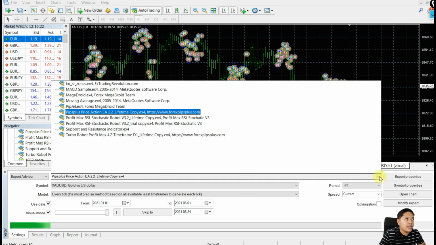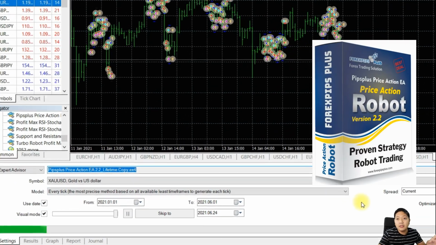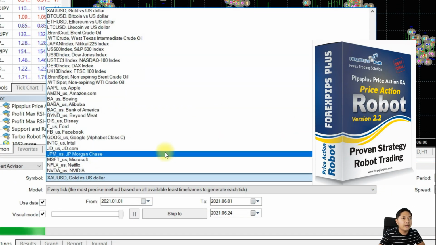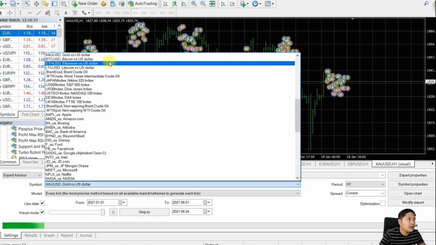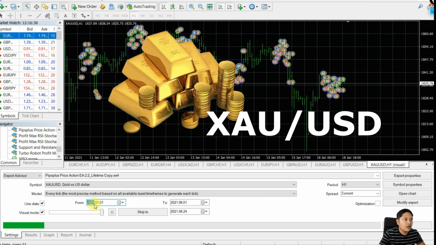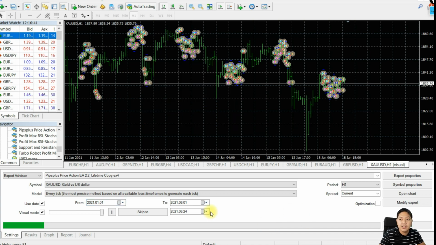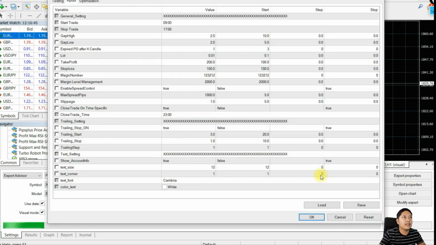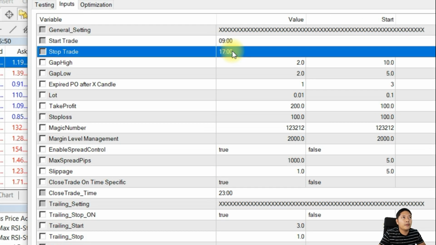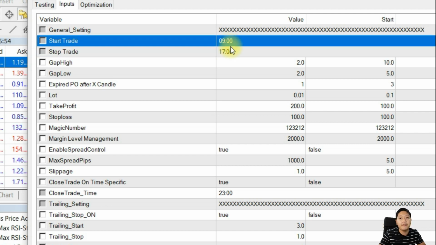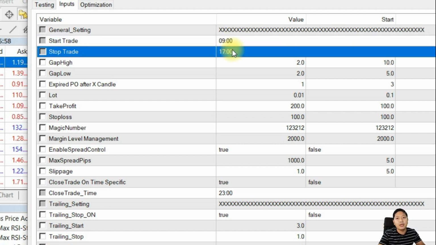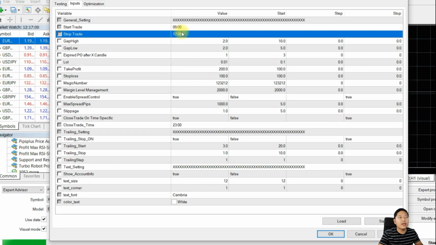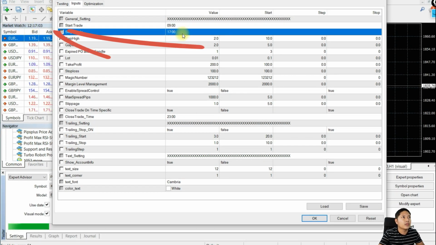I will open the price action EA, our bot. This is the name of the bot, price action EA, and we use the gold pairs. I will choose a date within this year, January of this year. Let me check my settings right here. As you can see, I put the trade time per server time at 9 a.m. to 5 p.m., mainly on US time. This is the server time right here. Within this time, this EA will trade.